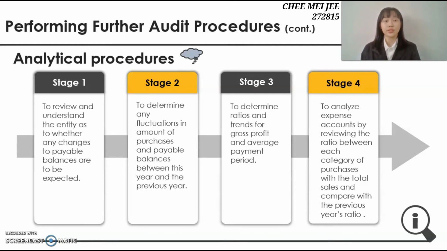Stage 3 is to determine the ratio and trend for gross profit and average payment periods. An unusual change in gross profit margin compared to the previous year's figures signifies the possibility of misstatement in recording purchases. An increase in average payment periods means that the client is facing problems in collecting receivables, or there may be other reasons that lead to it being unable to pay regularly. Stage 4 is to analyze expense accounts by reviewing the ratio between each category of purchases and total sales, and comparing it with the previous year's ratio to determine the level of activity for the current year, to ensure the completeness of the purchase record.